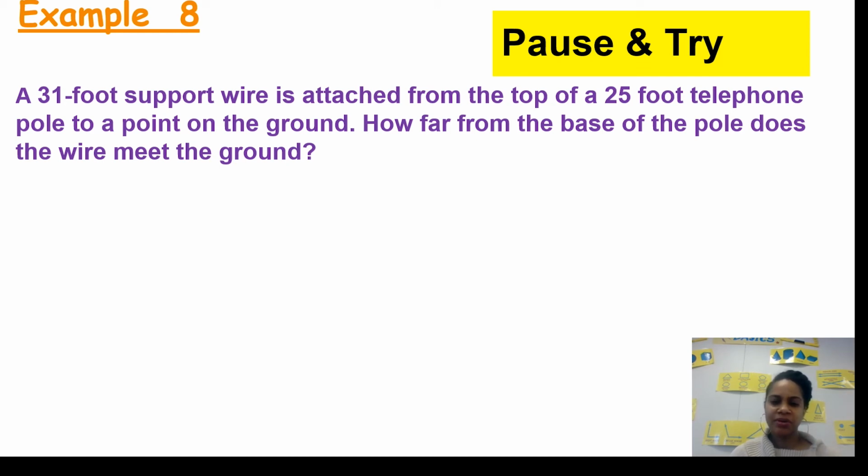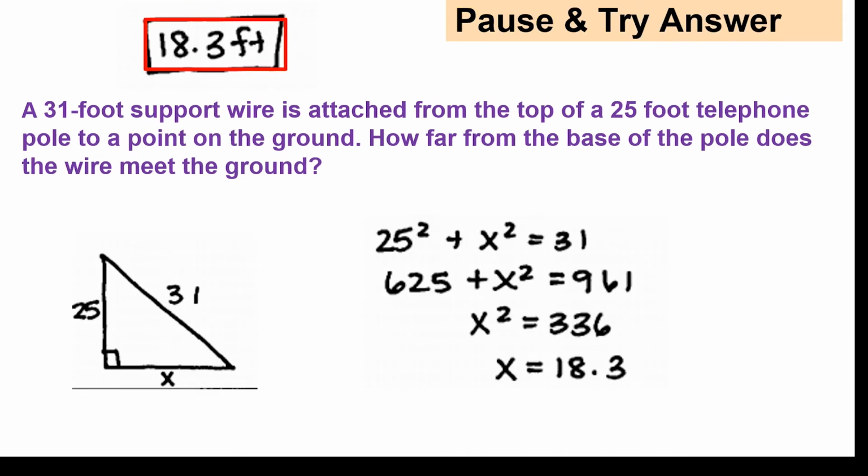Alright, so you should have gotten 18.3 for your answer. I've drawn a little picture here. And so the hypotenuse was 31 because it's a wire attached to the top of a telephone pole. We could say this would be our telephone pole to a point on the ground. So that would make it diagonal. How far from the base of the pole does the wire meet? So that would be one of my legs. And the telephone pole is the 25 feet. So you would be finding one of the legs. So you should have gotten 18.3.